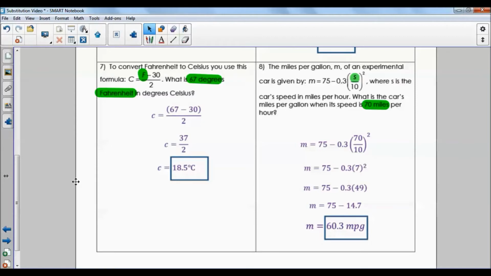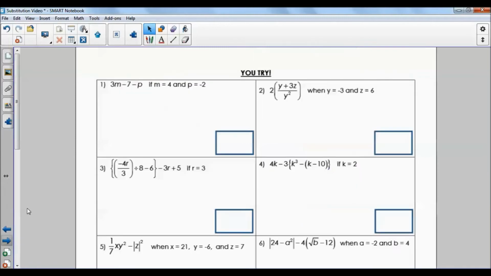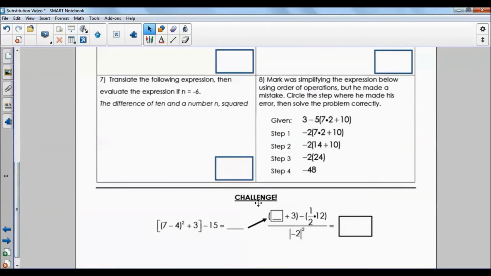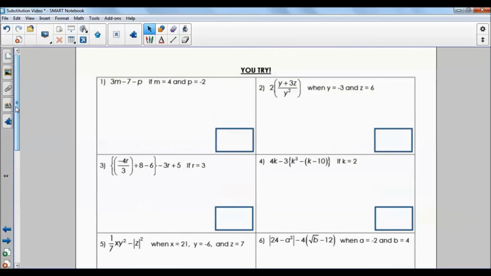Okay, so next you're going to do the U-Try. Okay, there are 8 questions and a challenge question. If you finish these, the answer key is on the Blackboard site underneath classwork homework for today's date. So classwork homework, quarter 1, then go week of 10/29, and then look for Tuesday. Okay, and the answer key is attached there.